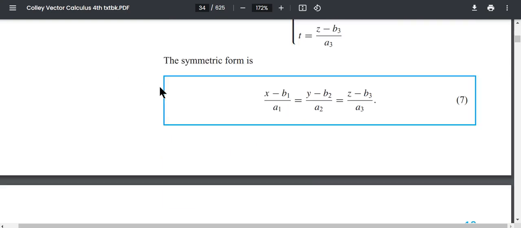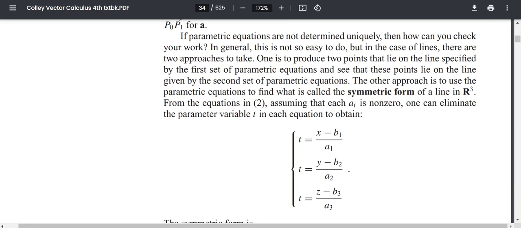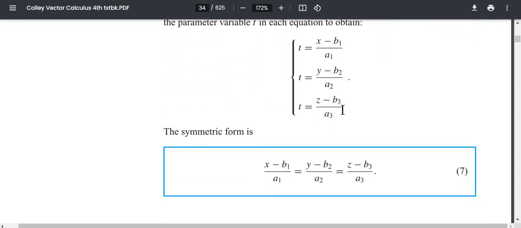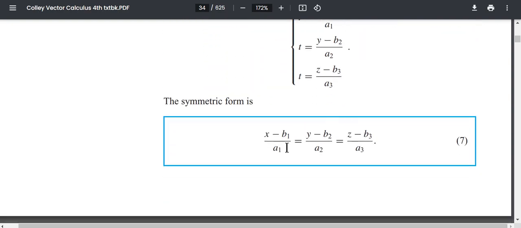And this is called the symmetric form for the equation of the line. It's not called the symmetric form for the parametric equations of the line because the parameter is gone. Now, the symmetric form is actually not just one equation, right? We actually have two equations. We're saying that this equals this, and we're saying that this equals this. So it's actually two equations.